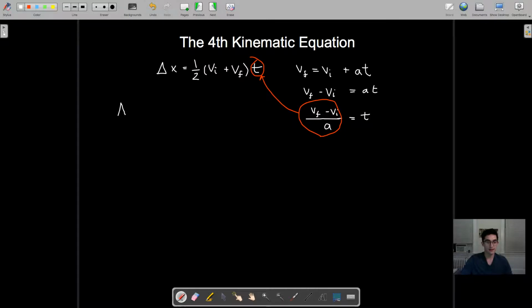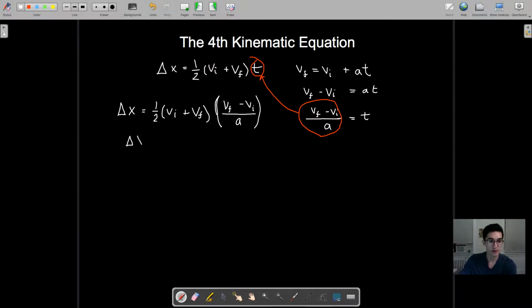I'm going to still have my delta x on one side, my displacement is equal to 1/2 times v initial plus v final, times, big parentheses here, v final minus v initial on top, divided by acceleration, okay? Whew, that's a little messy. Let's see if we can make it a little nicer. Some of you may already see it.